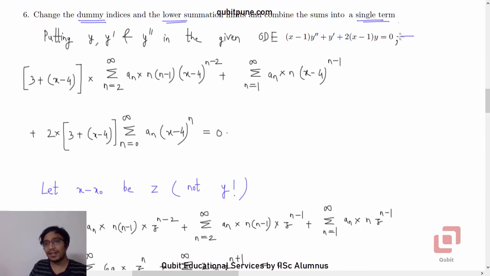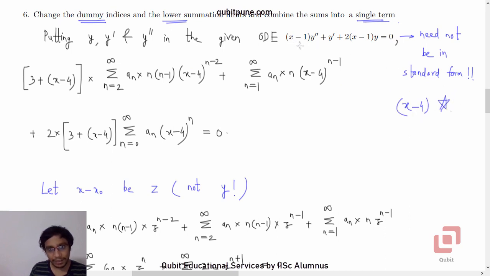See, now this need not be in the standard form. In fact, if it is in the standard form, then the calculations may become difficult. So let it be in the original form, x minus 1 y double prime plus y prime plus 2 into x minus 1 into y equal to 0. But while putting y prime and y double prime, please make sure that all the remaining terms are also in the powers of x minus x naught, or x minus 4 in this case. So wherever you have x minus 1, please write it as x minus 4 plus 3 or 3 plus x minus 4.